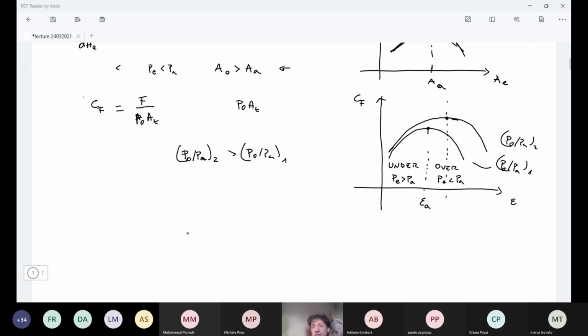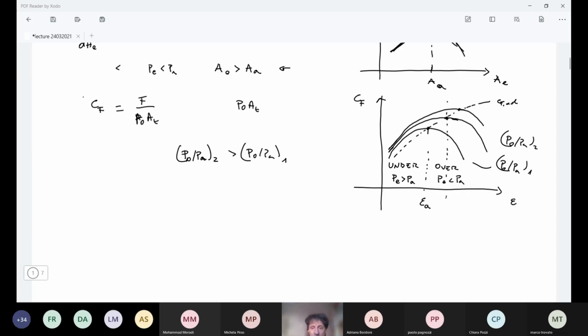And we can see also what happens at higher values. We will have the maximum at higher epsilon and with a higher value of the thrust coefficient. And of course, we can also draw in this plot the line that we have already seen, which corresponds to the adapted value of the thrust coefficient. So these are all the adaptation points corresponding to different epsilon and to different values of P0 over PA, with PA equal to PE.